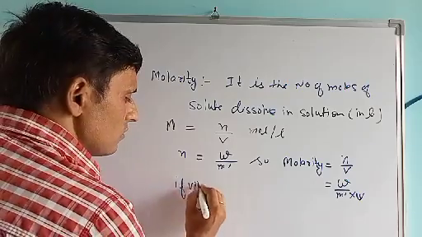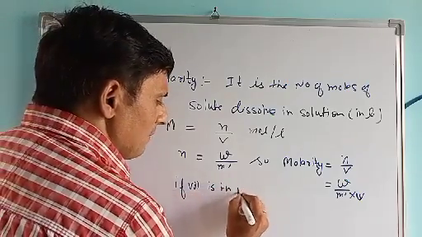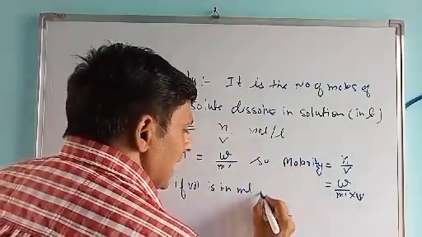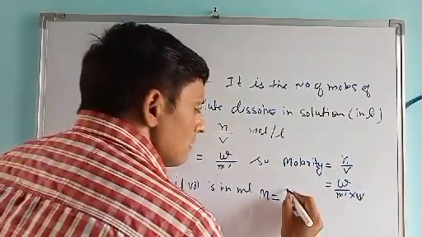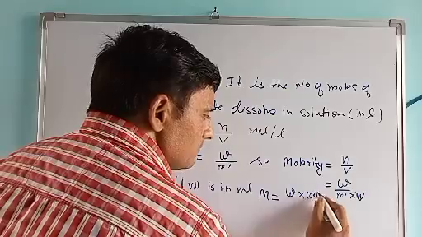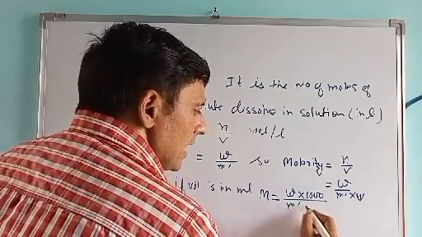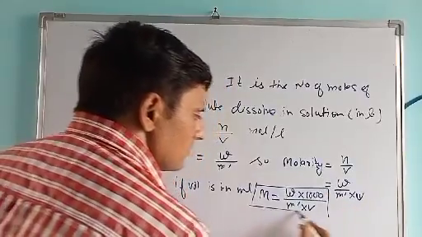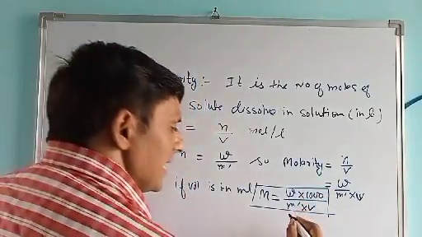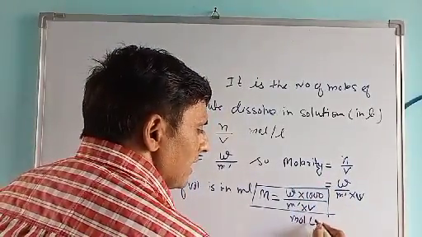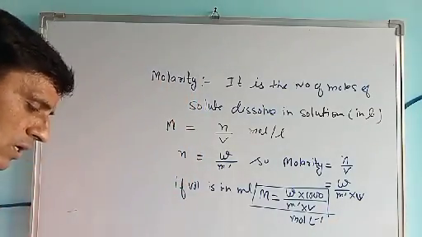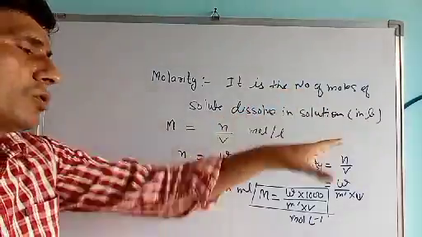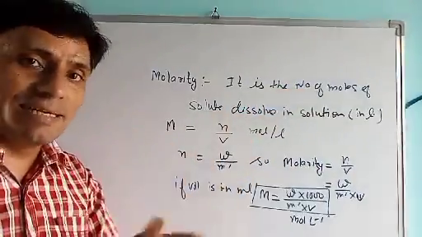If the volume is in mL, then what do we do? Now the molarity becomes M equals W into 1000 upon M dash into capital V. So this is the formula of molarity and the unit is mole per liter. So basically, what is molarity? Molarity means the number of moles of solute dissolved in a solution. The solution should be in liter.